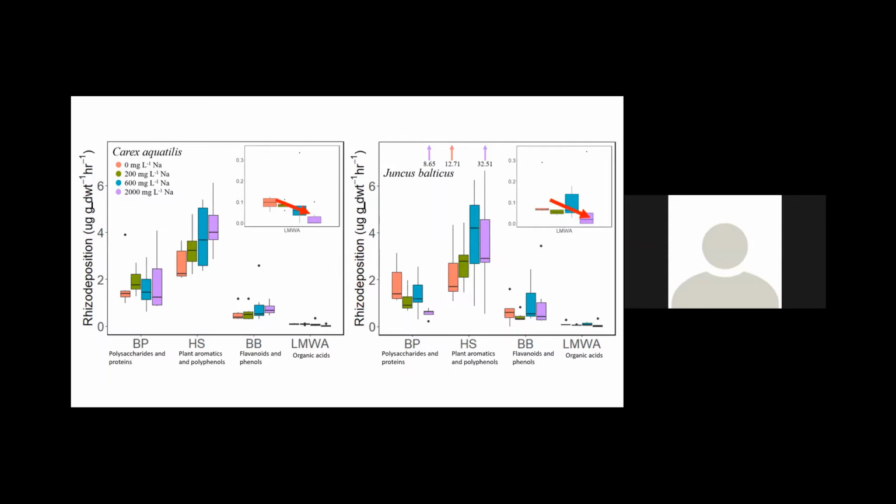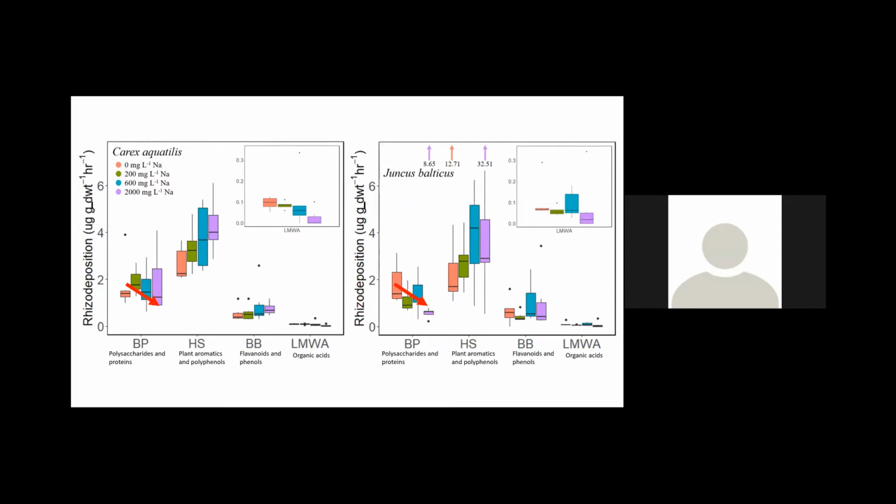I also found a decrease in low molecular weight acids, or organic acids, and I suspect this to be due to the stabilization of the membrane from those aromatic compounds, as these compounds can passively diffuse across the membrane into the rhizosphere. So if we have a more stable membrane, then they won't be released at a higher concentration.